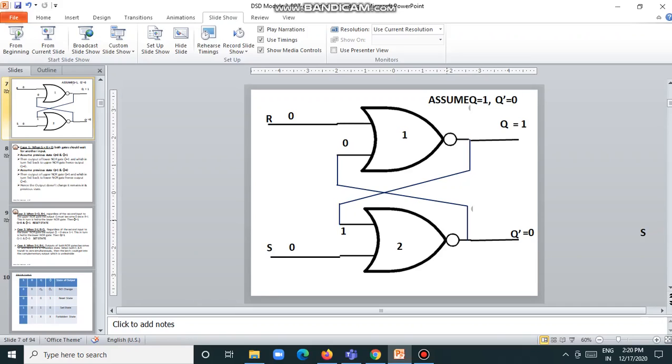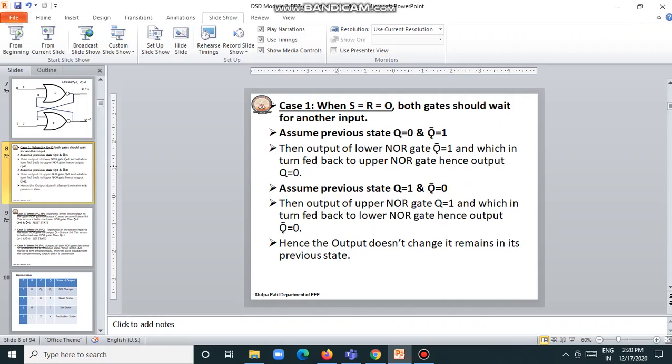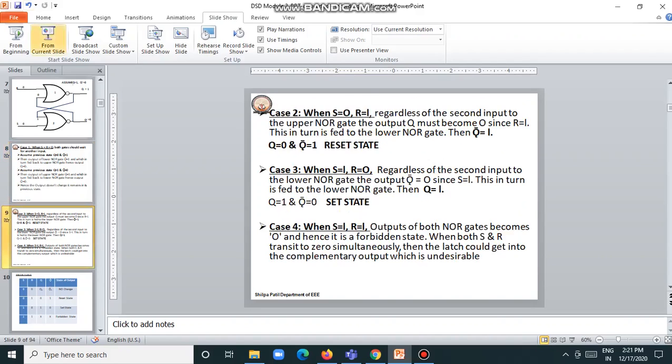So when S is equal to R is equal to 0 in an SR latch, the latch will remain in its previous state. Okay, so similarly we will analyze for the different inputs, right? So this is what just now we have discussed. When S is equal to R is equal to 0, you have to assume the previous state. So when you have assumed the previous state, you got the same state, right? So that's why we will write it and it is in a previous state. Okay, similarly assume the different inputs.